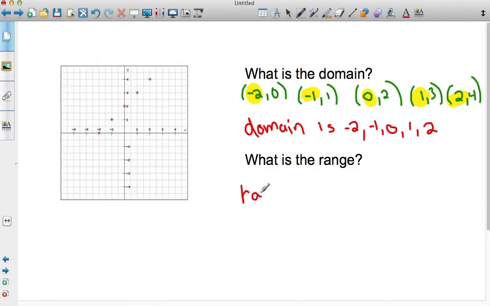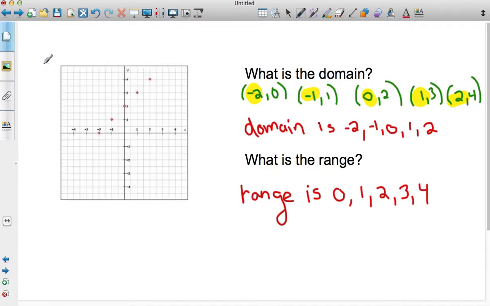Finally, range is going to be, well, what did we end up with for our output? If we put -2 in, we ended up with 0. If we put -1 in, we end up with 1. 0, we end up with 2. 1, we end up with 3. And finally 2, we ended up with 4. That's simply your answer right there. The domain was all of your x values. The range was all of your y values.